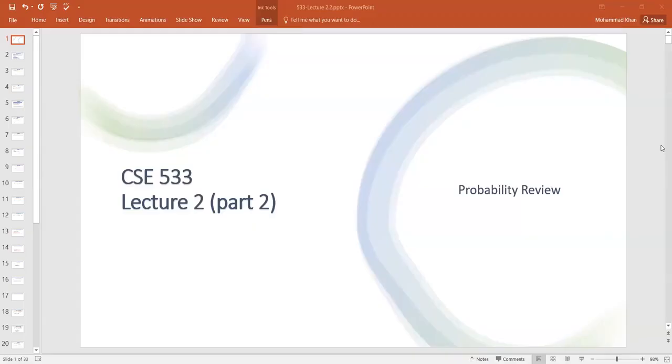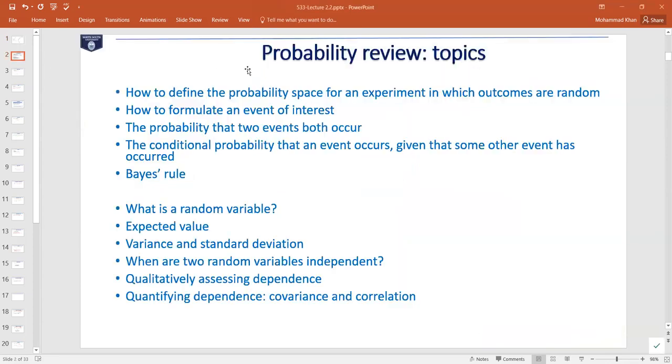So we'll revise some of the concepts of probability. Basically, we'll review these topics: how to define a probability space for an experiment where the outcomes are random, how to formulate an event of interest, the probability that two events both occur together, conditional probability, Bayes rule.